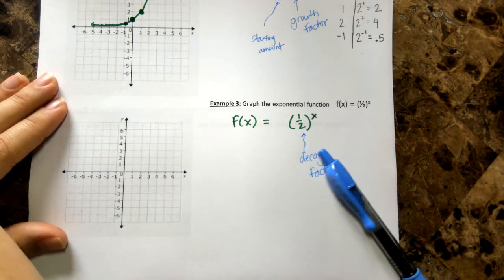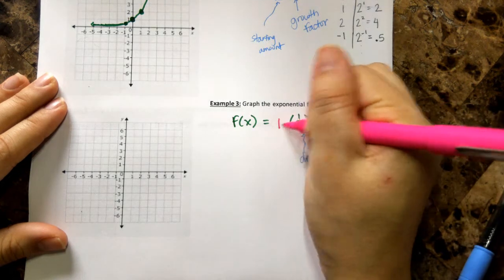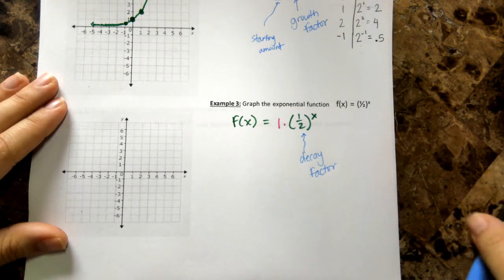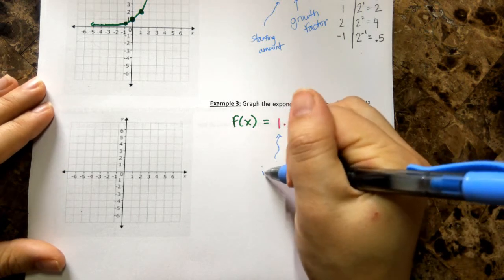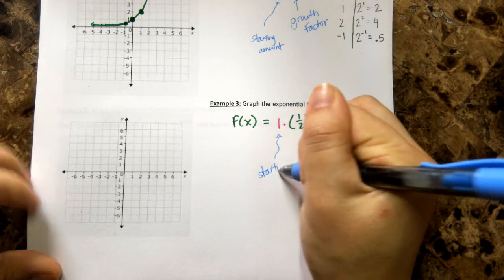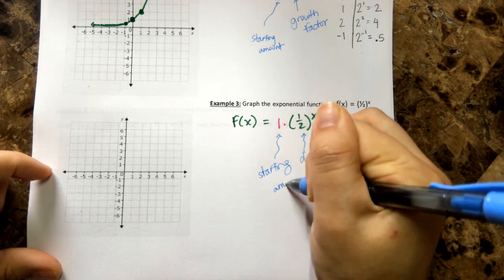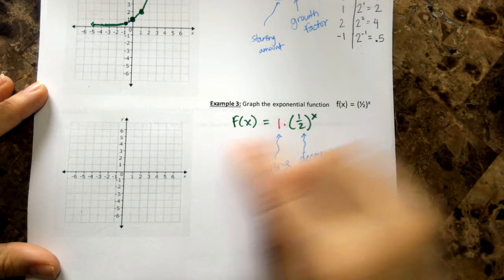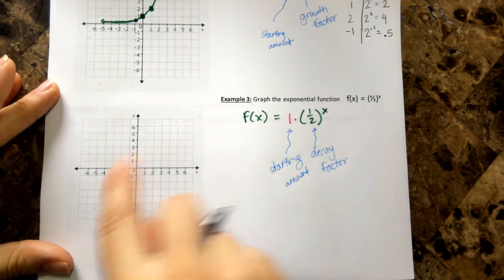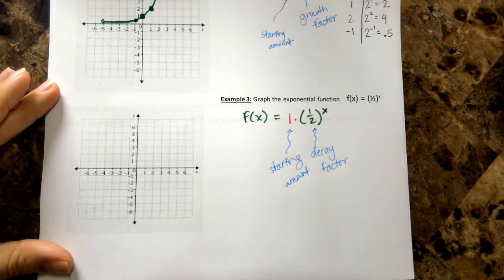Now there is no a value in the front, there's no coefficient, but you can always write 1 without changing the value. You can always put 1 times this, and it won't change the value of anything because 1 times anything is itself. And that's our initial or starting amount. So you can go ahead and base the graph off of starting amount and decay factor.